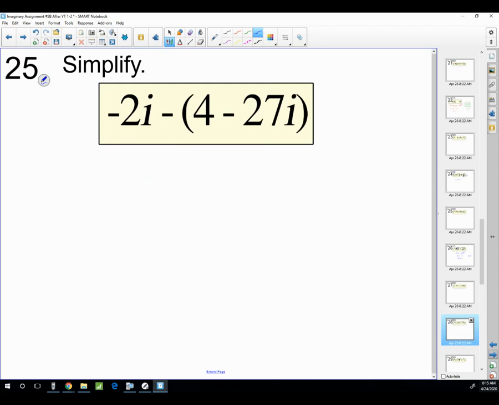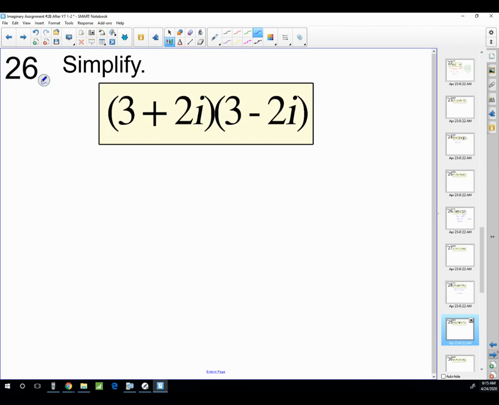Number 25. That's just subtraction. If you need to distribute a -1, then distribute a -1. That'd be -4 plus 27i. Then standard form would put the -4 first and then plus 25i. Man, you can do that.